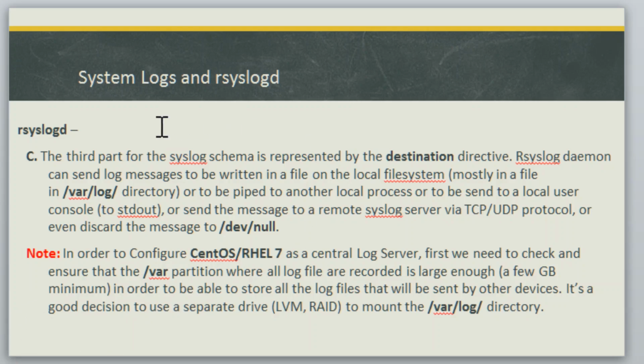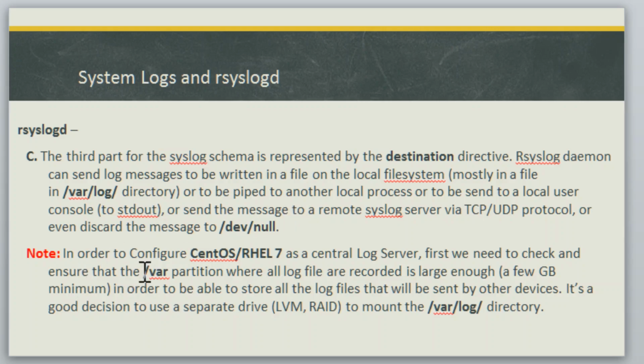And then finally we have the destination part of the rsyslog. Okay. So rsyslogd daemon can send log messages to be written in a file on the local file system, and this is usually in the var log directory, or it can be piped to another local process or be sent to a local user console to standard out, or send the message to a remote syslog server via TCP UDP protocol, or even discard the messages into dev null. So maybe we don't even want the messages, we can send it to dev null.